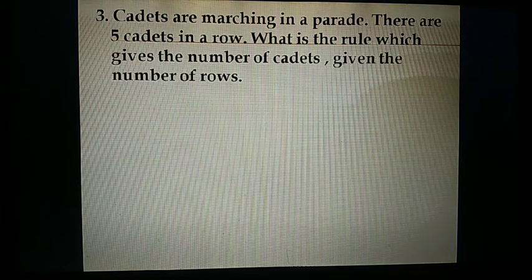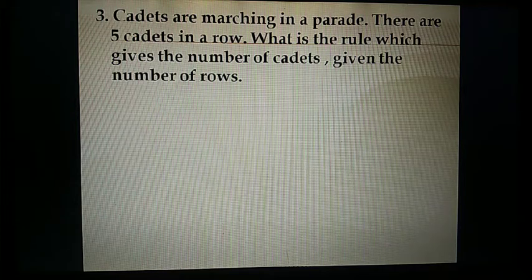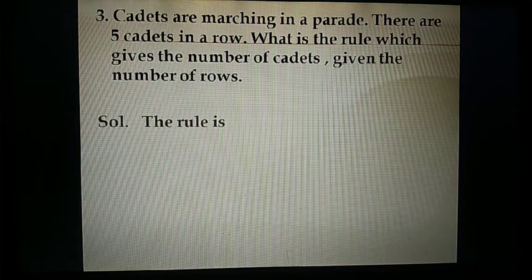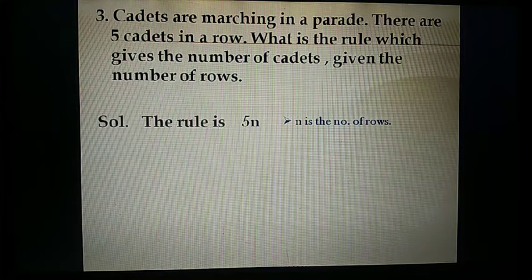Moving to question number 3. Cadets are marching in a parade, there are 5 cadets in a row. What is the rule which gives the number of cadets given the number of rows? So if the number of rows is given to you, how will you find the number of cadets? We simply multiply 5 with the number of rows and you will get the total number of cadets. So the general rule is 5n, where n is the number of rows.